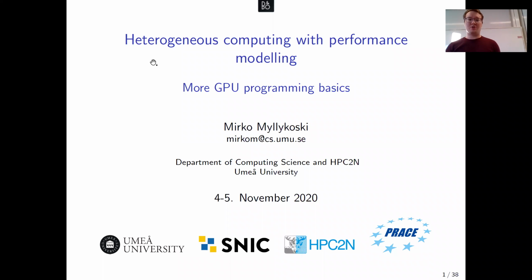Okay, so I'm hoping that everyone can hear me now. So welcome to the second lecture of the day. And the topic is going to be more GPU programming basics. And the level is going to be something that I consider to be between basic and intermediate.